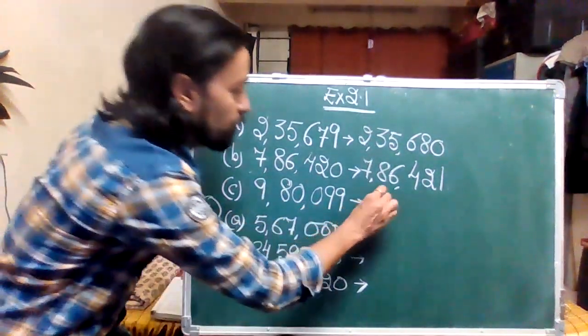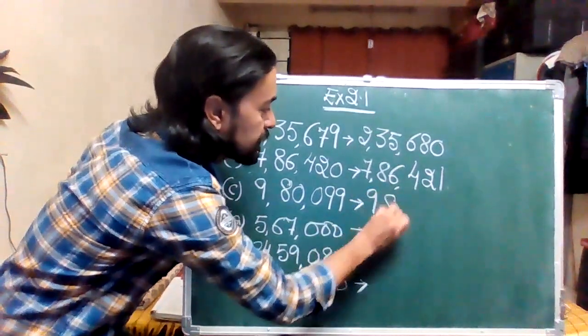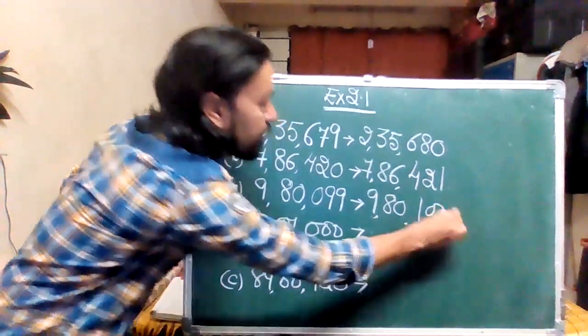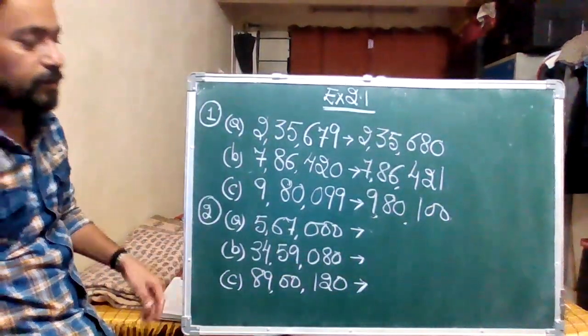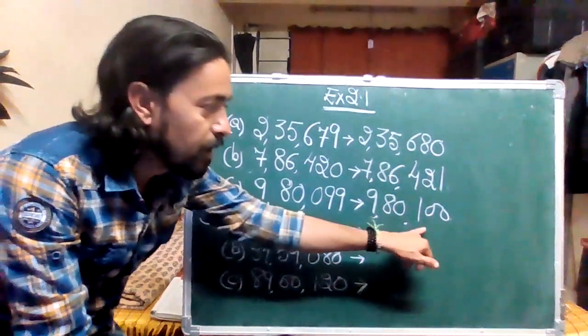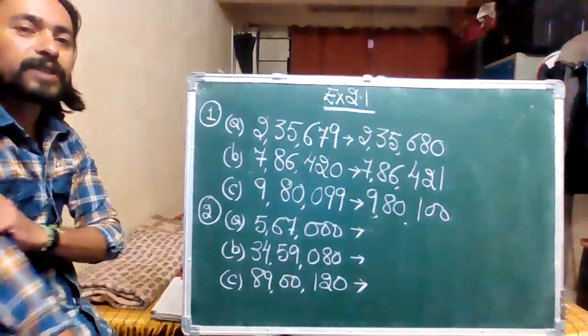So this will be 9,80,100. So my successor is 9,80,100. So that's about successors.